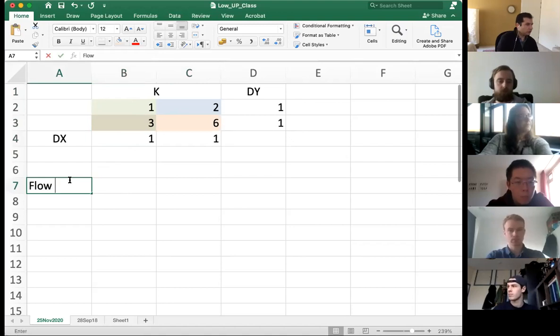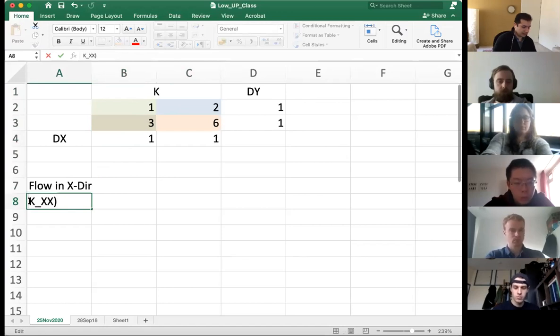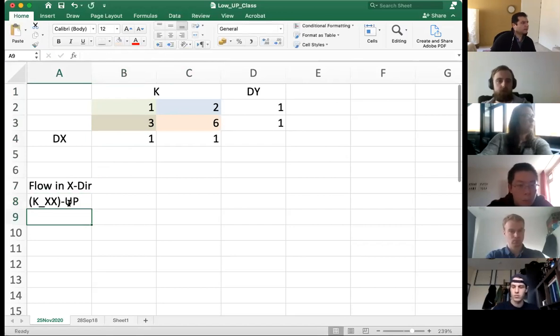Now we are going to have flow in the X direction in this system. I'm going to do K_xx, because it's the flow in the X direction. I'm going to find the effective permeability in the X direction, and I'm going to do the upper bound.